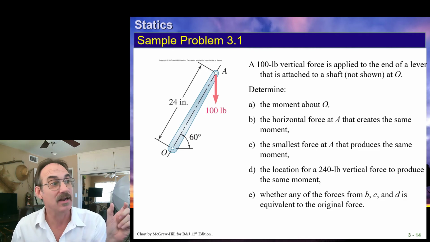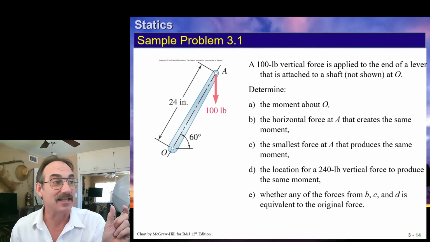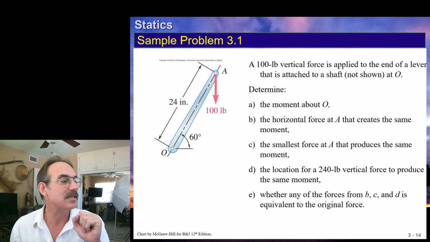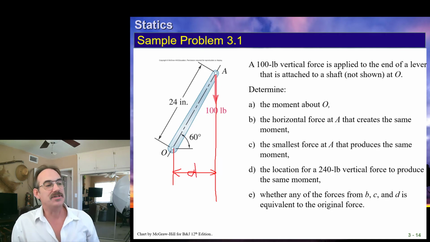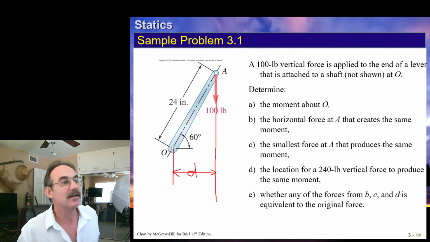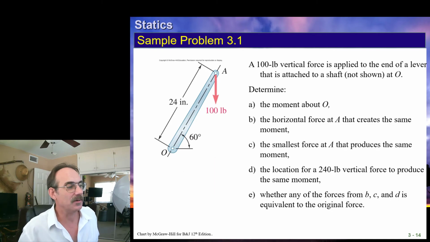Another way is to calculate the perpendicular distance. In this case it's 24 cosine 60. That's the perpendicular distance from this point. So what you see is we're extending the line of action here, and we're finding the perpendicular distance from the point to that line. That's D. If we calculate that value, which is just 24 cosine 60, and multiply it by this force, it will give us the moment. That's another way of doing this, okay?